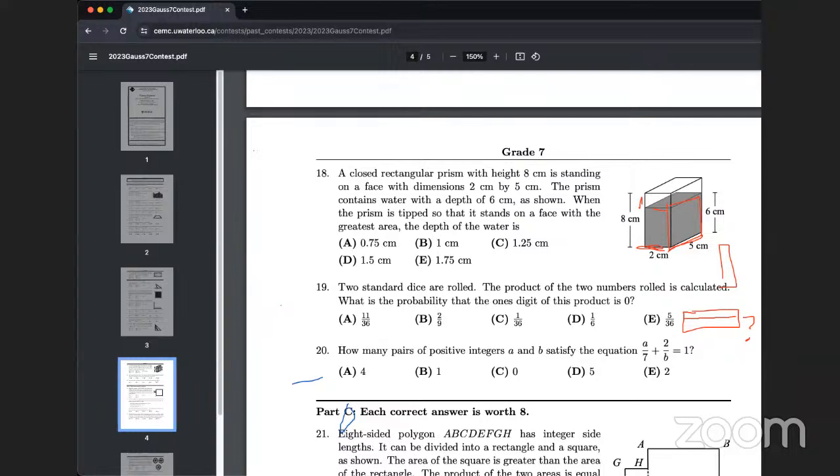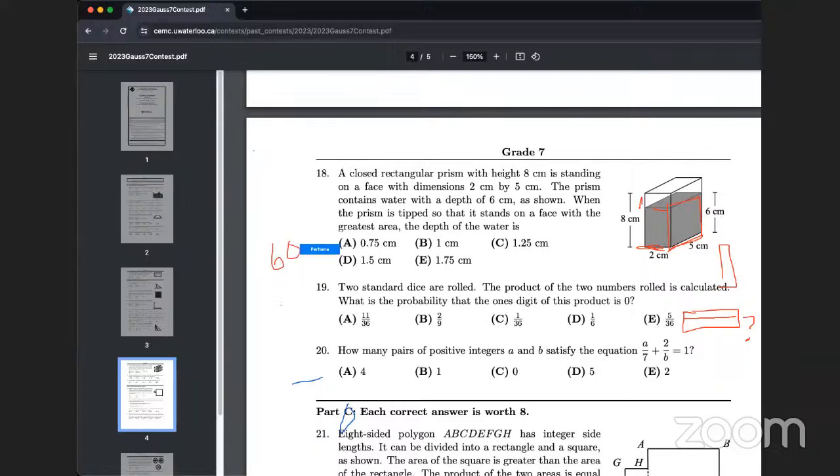You get the area of this, then you divide it from this area to this area. Then you will get the answer, right? Okay, so we got the area of the water. Six. Yeah, and so what's the area of the box itself?